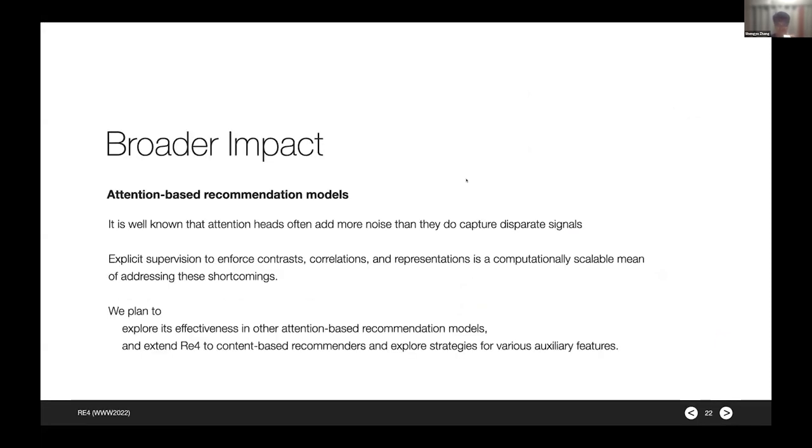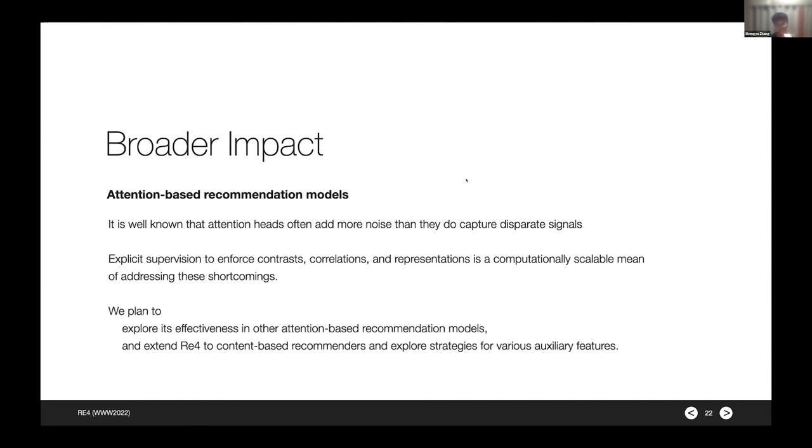We think although our work is mostly conducted in the multi-interest domain, our framework can generally improve attention-based recommendation models that have multiple attention heads. It is well known that different attention heads mostly introduce randomness, and there's no guarantee that the outputs of different attention heads are distinct from each other. So the proposed explicit supervision can help to ensure distinct correlations and representations. And this technique is also computationally scalable.